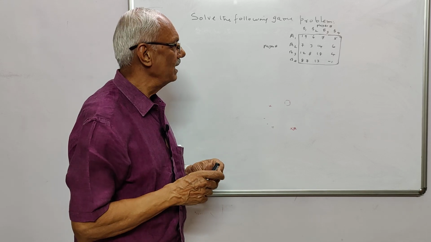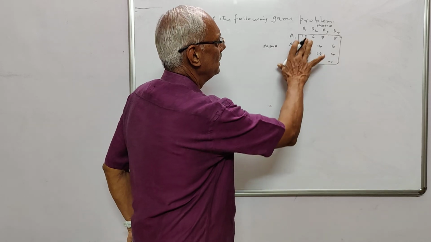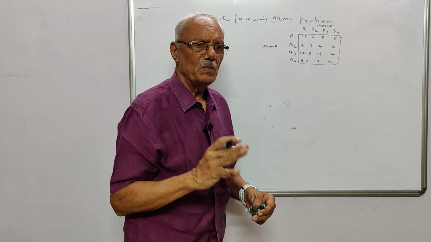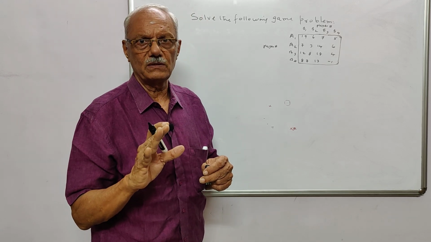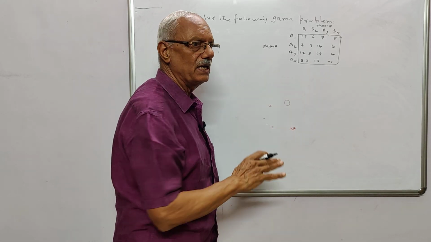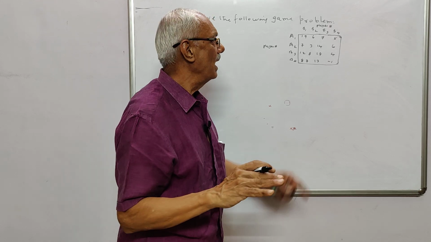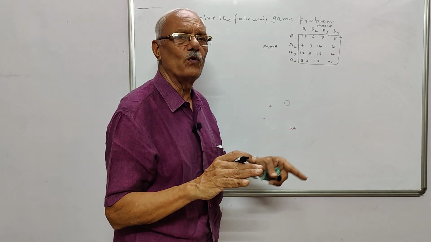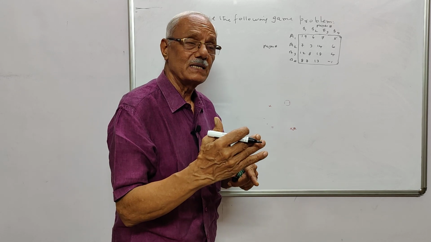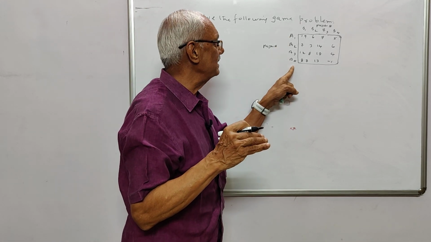Okay, now let us take up this problem given. Now we find a min-max. How to find the saddle point? What is the strategy of player A? He goes for the max-min technique, whereas B will go for min-max. He has got 4 strategies.